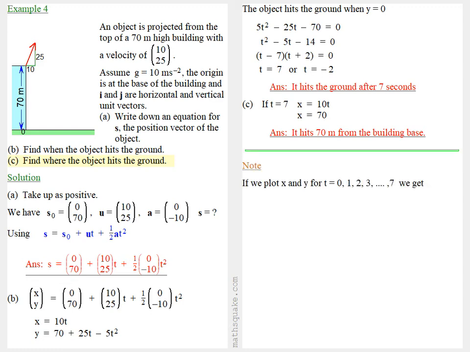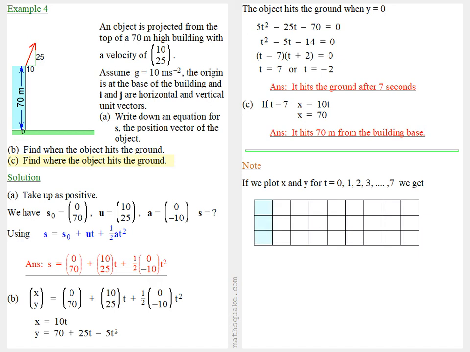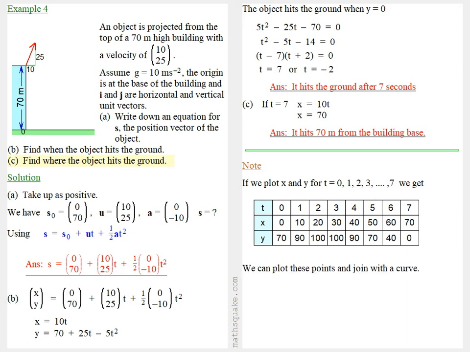Now note, we could plot x and y for values of t going from 0 to 7, in which case we get the table, t going from 0 to 7, then x goes 10, 20, 30, 40, 50, 60, 70, and y goes 70, 90, 100, 100, 90, 70, 40, 0. Now we can plot these points on the diagram and join with a smooth curve. This shows the trajectory of the object.